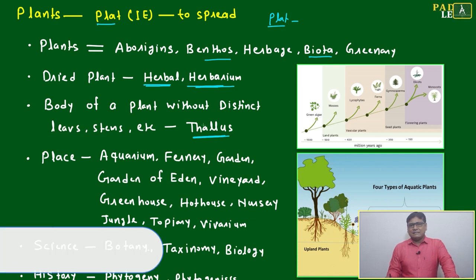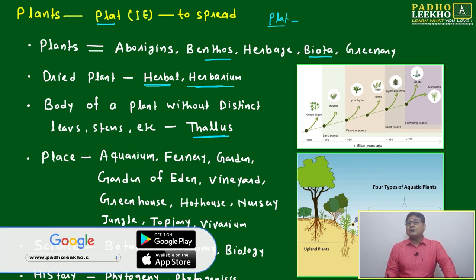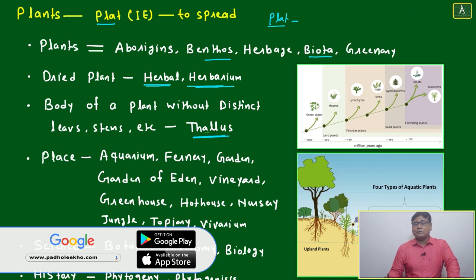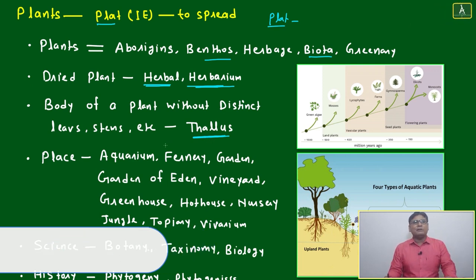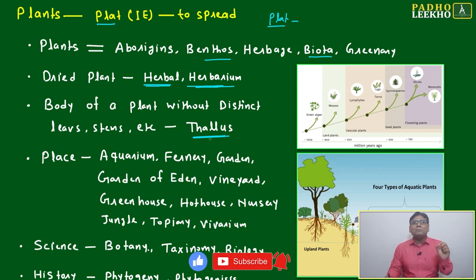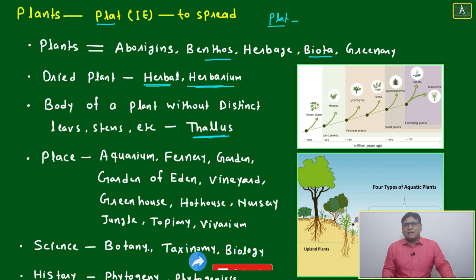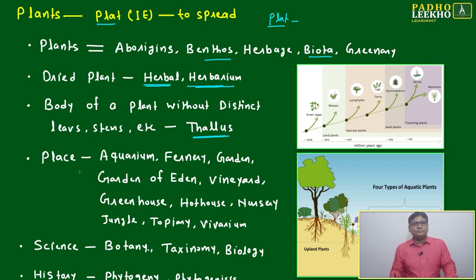Body of a plant without distinct leaves, stems, etc. That is called thallus. Many times you might have encountered this word, but I think you were not able to distinguish very accurately what thallus is. Thallus is the body of a plant without distinct features. It means you will not be able to identify or distinguish this is leaves, this is stems, or this is a branch. That is called thallus.